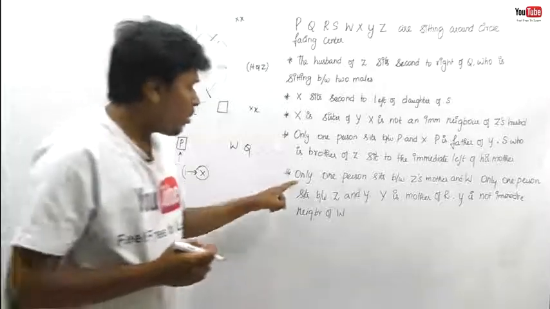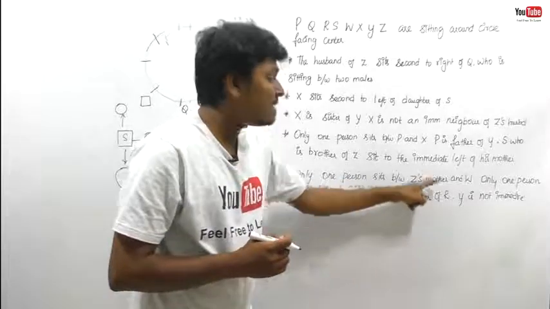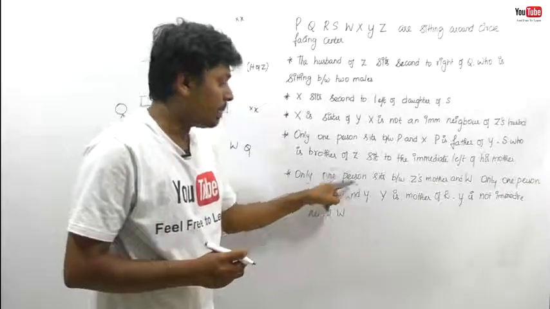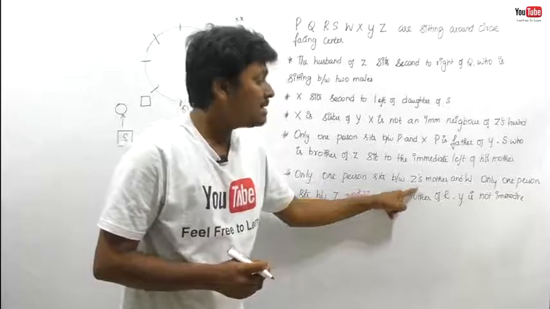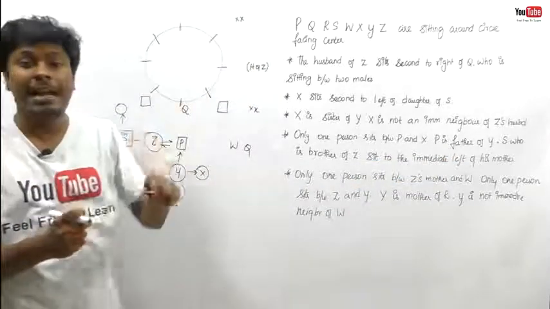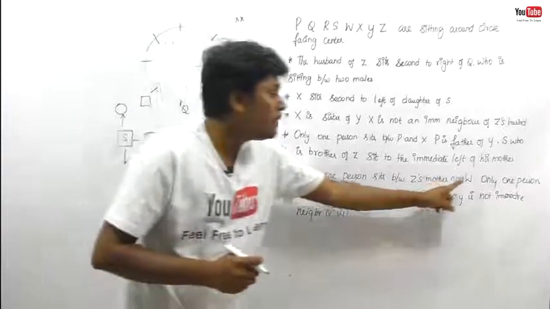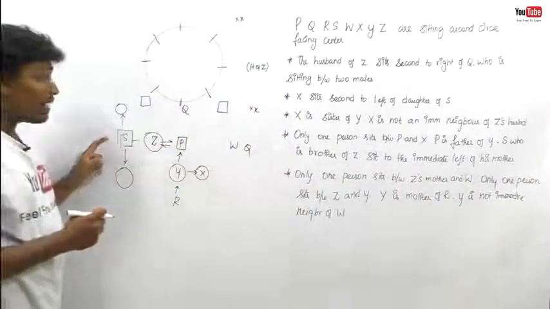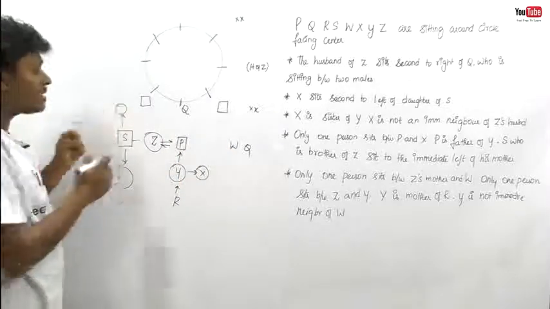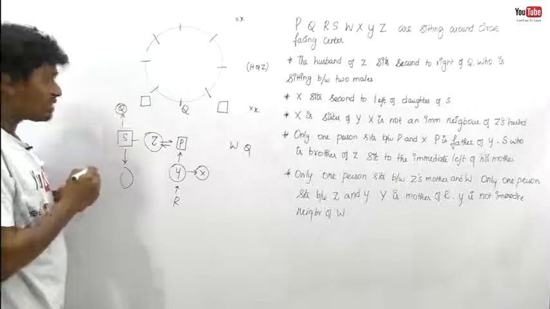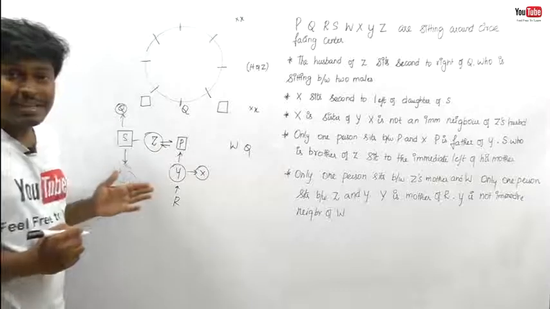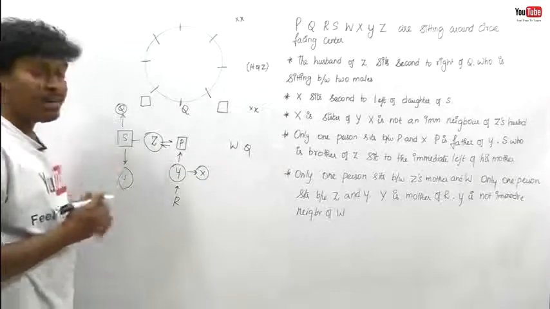Friends, they have said that only one person sits between Z's mother and W. Listen carefully. If only one person sits between Z's mother and W, then definitely W cannot be S's mother. So only two persons are remaining, and W can't be the mother of S. So only Q can be the mother of S. So S's daughter should definitely be W, right?